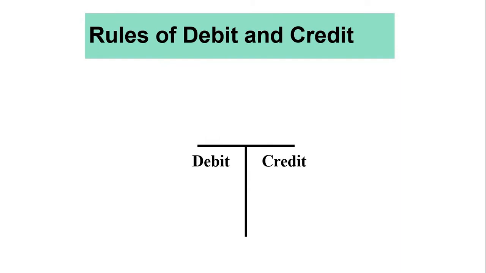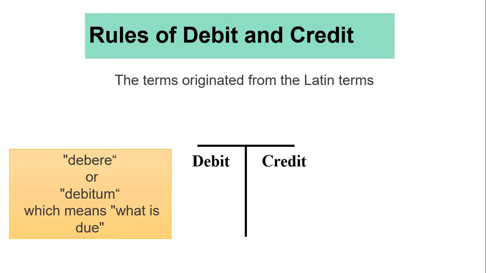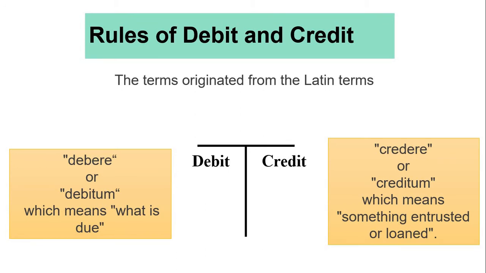Now coming to rules of debit and credit. Now what do you mean by debit and credit? The left side of an account is called as debit side and right hand side of an account is called as credit side, and these words have originated from the Latin terms debre or debitium, which means what is due, and credit word has originated from Latin term credere or creditium, which means something entrusted or loaned.